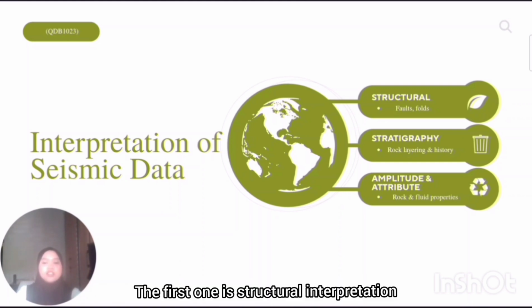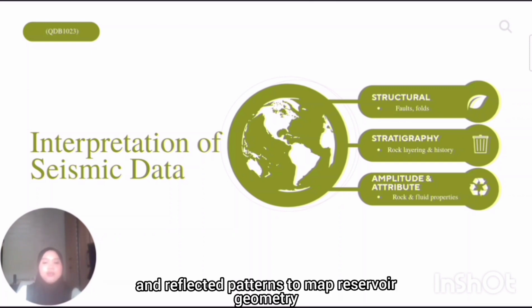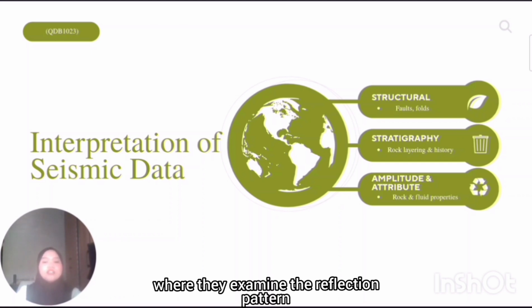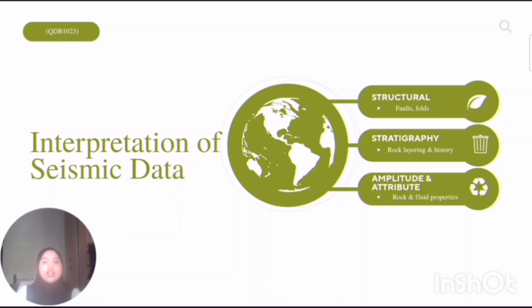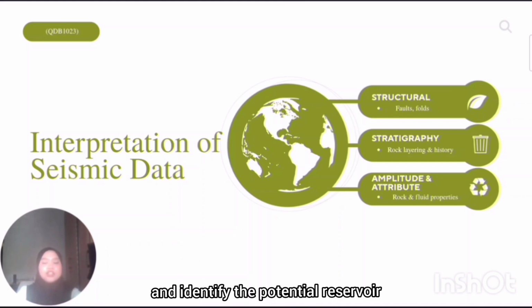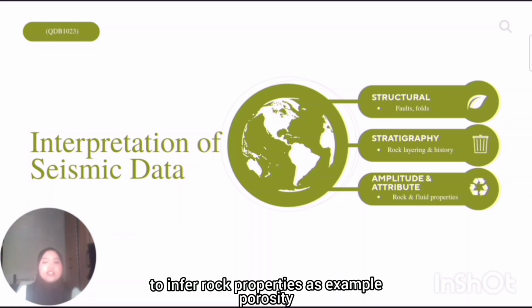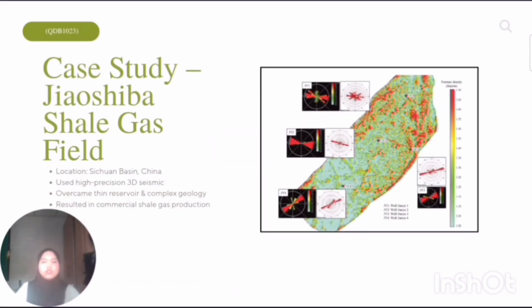The first one is structural interpretation, where they analyze faults, folds, and reflector pattern to map reservoir geometry and estimate the trap size. Next is stratigraphic interpretation, where they examine the reflection pattern to understand the sediment layer, depositional history, and identify the potential reservoir and seal rocks. And lastly is amplitude and attribute analysis, where they use variation in the seismic amplitude to infer rock properties, for example porosity and lithology, and fluid content in the subsurface.